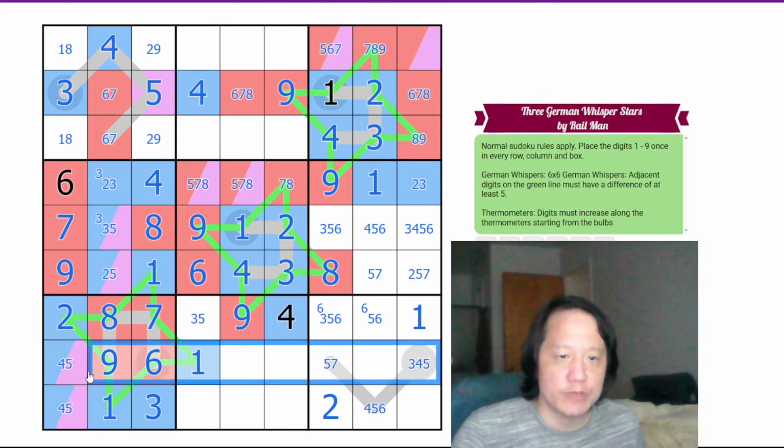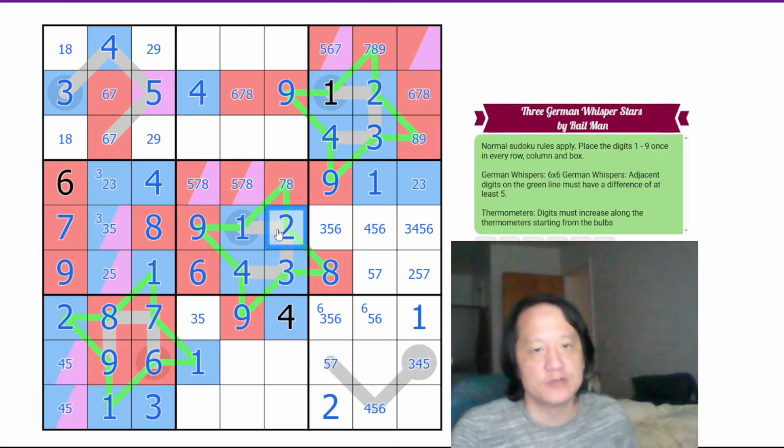Where is 2 in row 8? Cannot be here or here because of 2 in the boxes. Can't be here because of 2 in the column. So 2 has to be here.